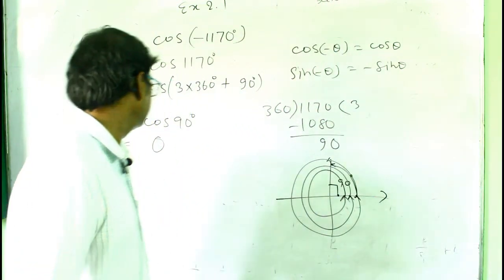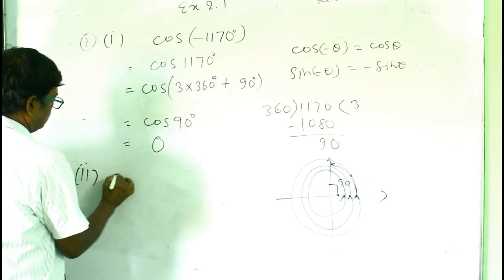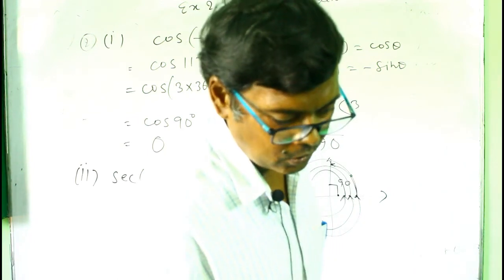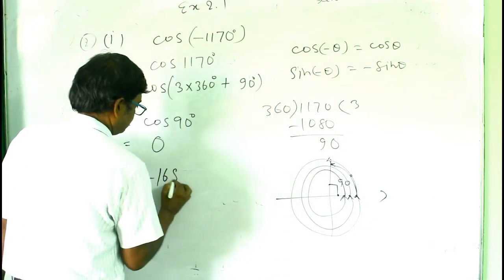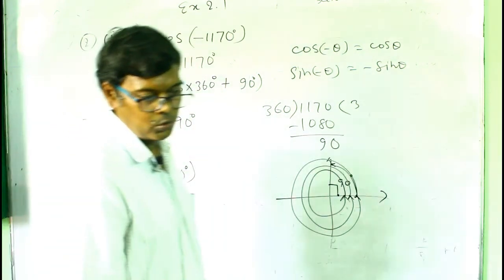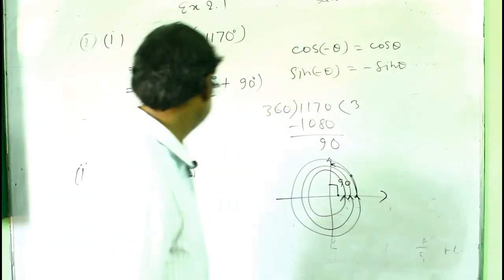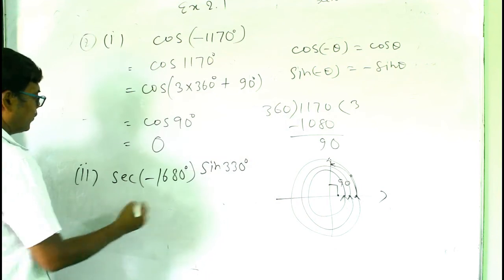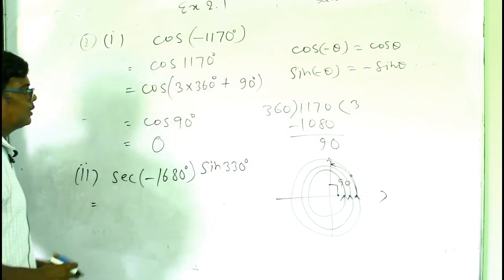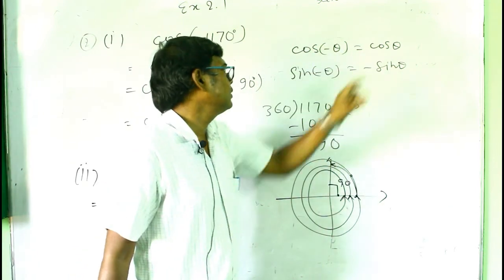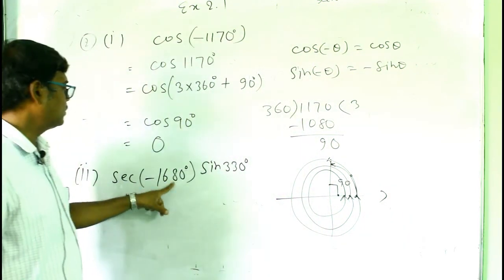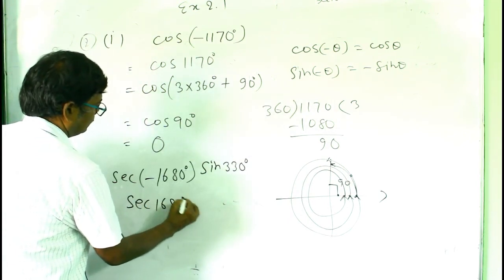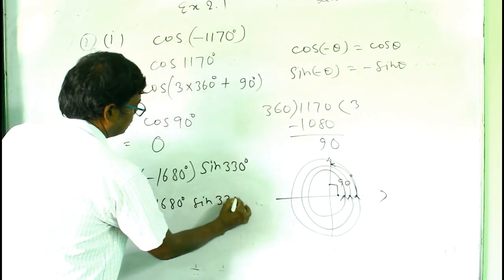Question number 2: sec minus 1680 degree into sine 330 degree. So we have to find the value of this. See again that cos of a negative angle is cos theta. Similarly, sec of a negative angle is equal to sec of this angle, sec 1680 degree, and here it is sine 330 degree.